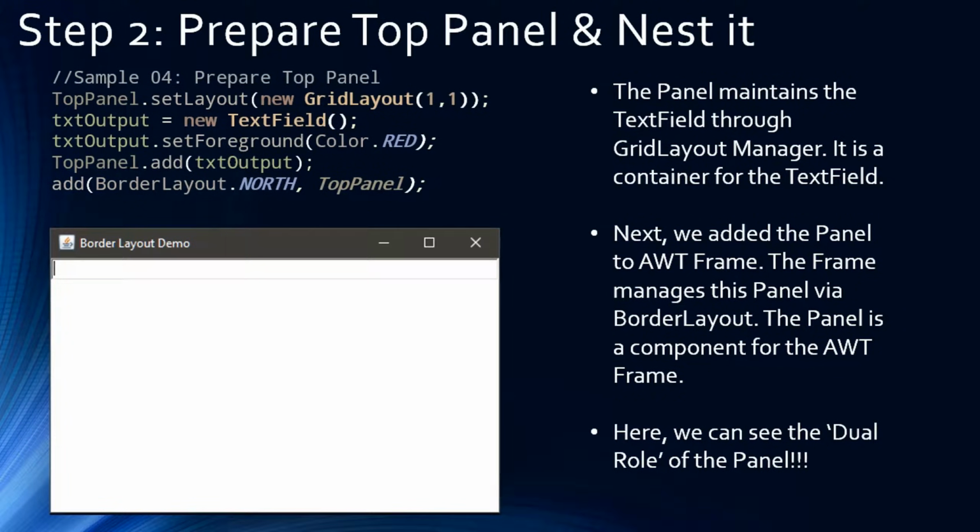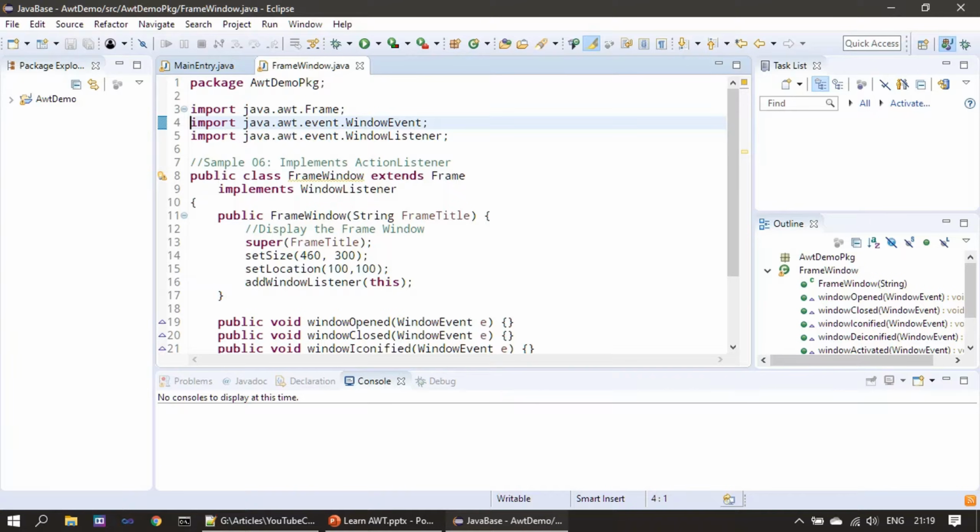And if you look at this stage, if we execute, you can see the panel is added towards the north of the frame window. All right, now let us go to Eclipse and see how it works.